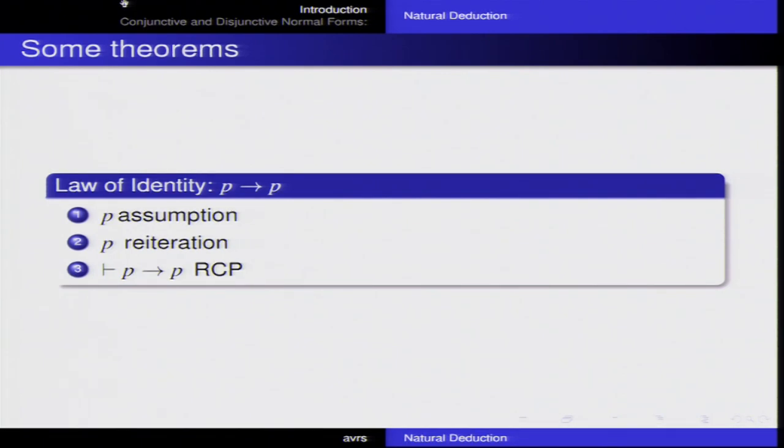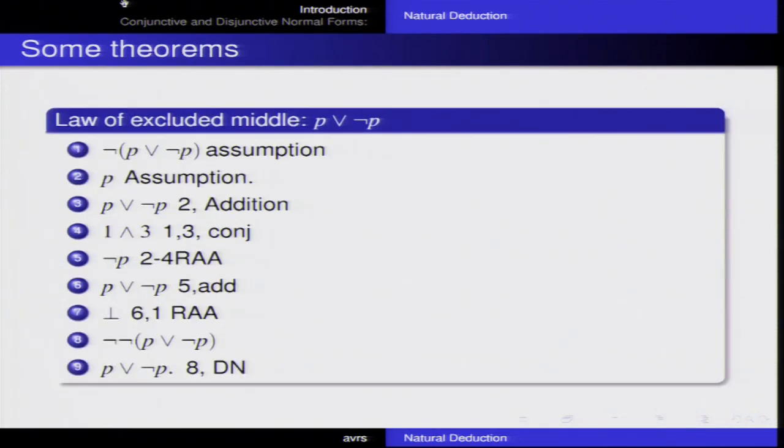So in this case, what you will do is state the assumption, and then reiterate the same assumption P. Since you got P from P only, you draw a line from P to P, and then you say that P implies P is proved by using the rule of conditional proof. Actually we didn't do anything here, but still this is considered to be an effective proof in natural deduction. So what we have used is the reiteration rule, and then RCP.